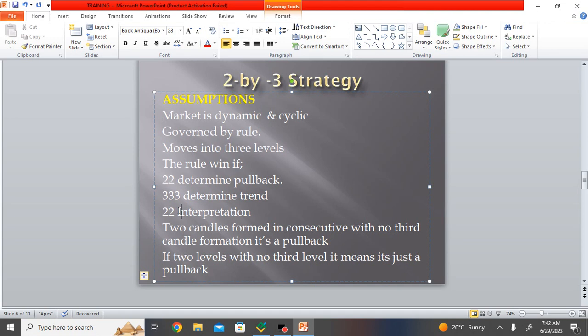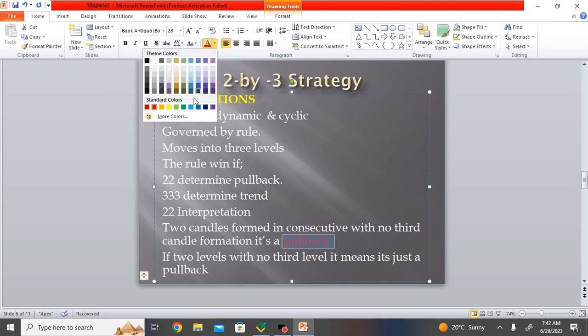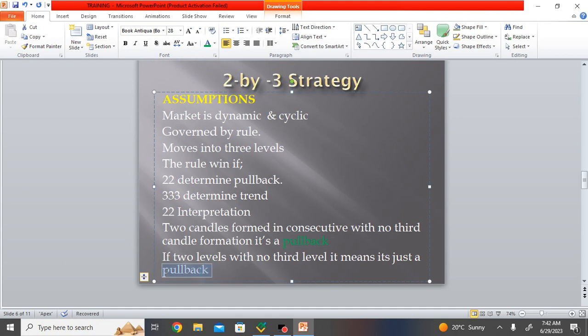So make sure that you understand these concepts. 22 concept means two candles formed in consecutive with no third candle formation is a pullback. And please make sure that you understand this concept without confusing them. If you confuse any simple concept, it will result in punishment. As long as you are in real time, you will get a punishment.